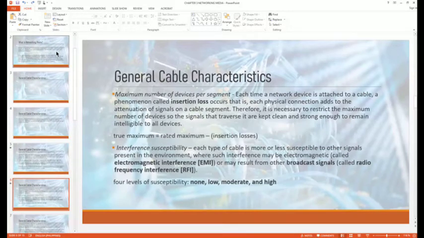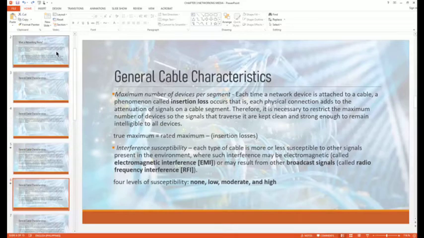Next is the maximum number of devices per segment. Each time a network device is attached to a cable, a phenomenon called insertion loss occurs, that is, each physical connection adds to the attenuation of signals on a cable segment. So therefore, it is necessary to restrict the maximum number of devices so the signals that traverse it are kept clean and strong enough to remain intelligible to all devices. So this will be the formula: the true maximum equals the rated maximum minus the insertion loss.